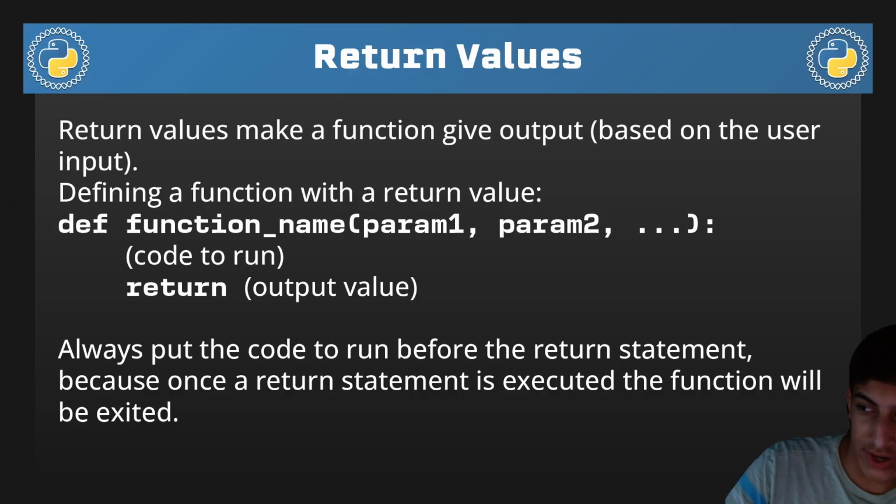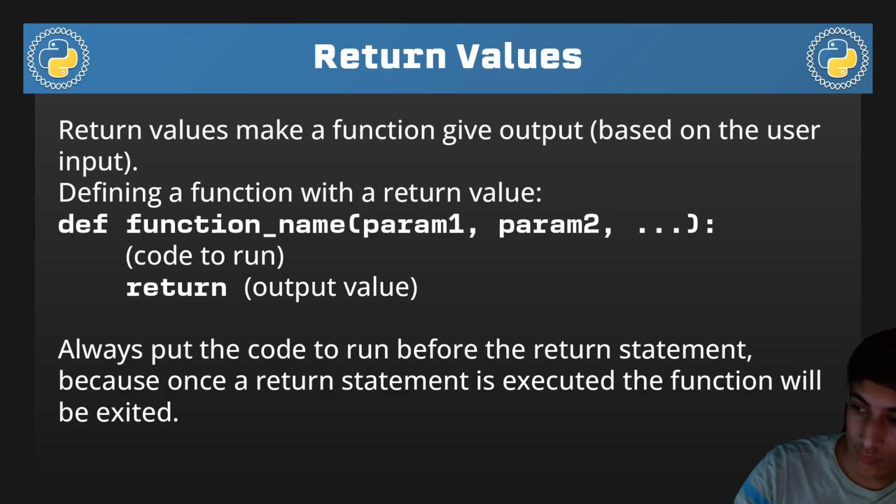Now that we know how to provide a function with input, let's look at how it can produce output. So we can make use of return values to do that. And so to define a function with a return value, at the end of the indented block of code, we can say return and then a value to output or send back to the caller of the function. So we always want to put return at the end of the function, because once a return statement is executed, the function will be exited, meaning no other code in the function will be run.